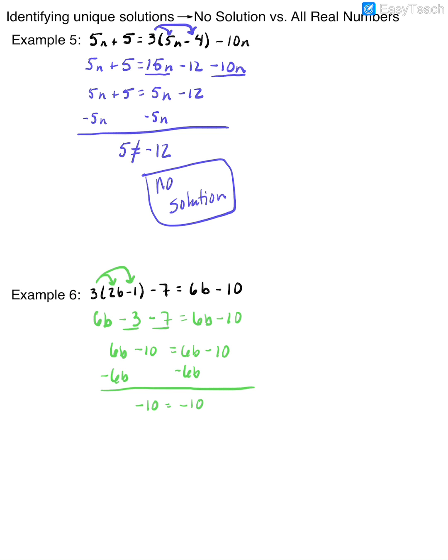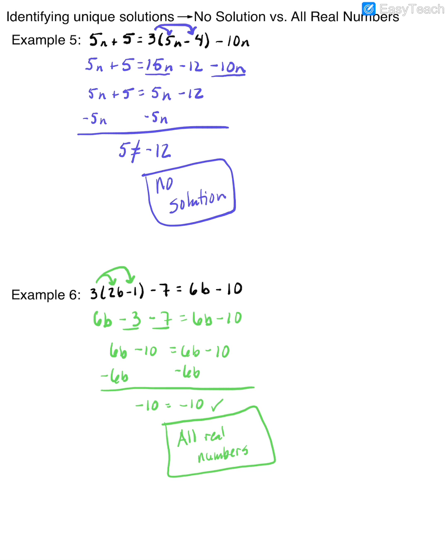So this one checks the box, and we would say that no matter what value you plug in to your variable of b in this problem, all real numbers work. So all real numbers or values are answers to this problem. So you have infinitely many answers for this equation, and that's kind of a crazy thought, but it's very true.